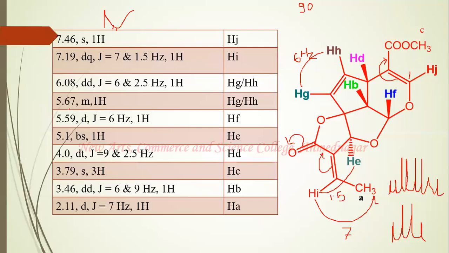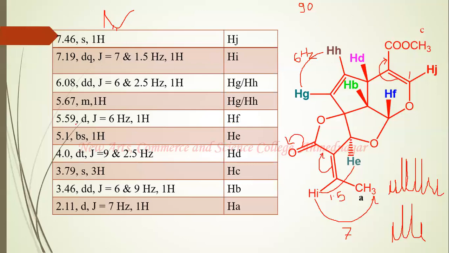And one more is there, 5.67 multiplet for one proton. That will again be one of the protons from Hg and HH. Then the next one is 5.59 doublet, J is equal to 6 Hertz for one proton. So now the remaining protons are present on the sp3 hybrid carbon atoms. Which are those protons? F, B, D, and E protons.